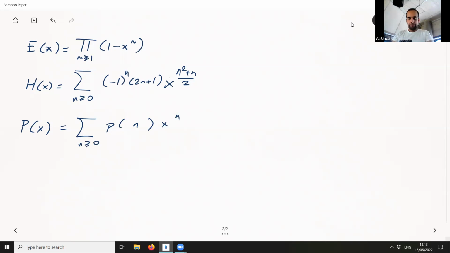And one more, that is the G. That's the G that we need, the earlier pentagonal number thing. So this is E of x, but I'm writing it as a sum: n from negative infinity to infinity, (-1) to the n, x to the power (3n squared minus n) over 2.